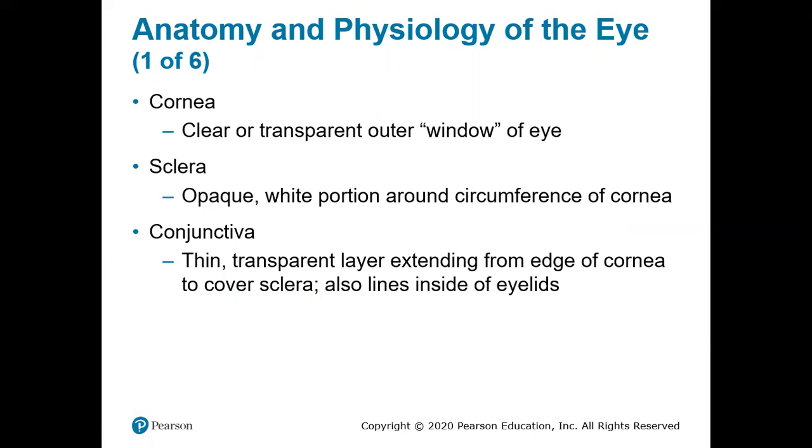First, we'll look at the cornea, which is the clear or transparent outer window of the eye. The sclera is the opaque white portion around the circumference of the cornea. The conjunctiva is the thin, transparent layer extending from the edge of the cornea to cover the sclera, and also lines the inside of the eyelids.